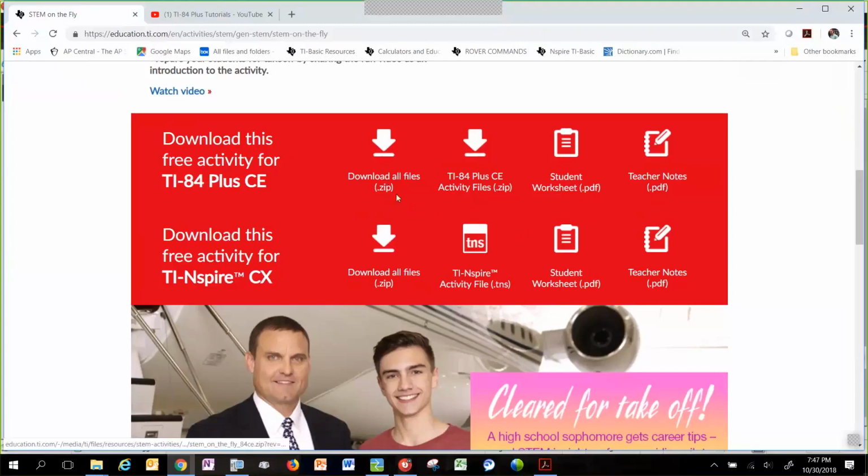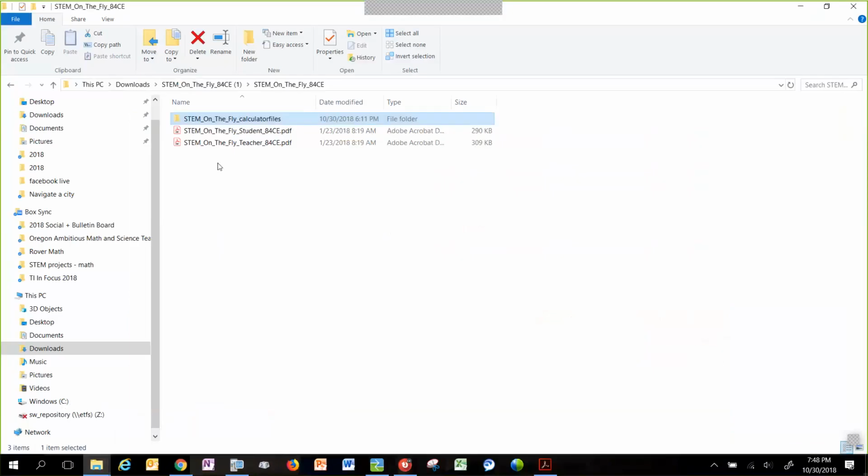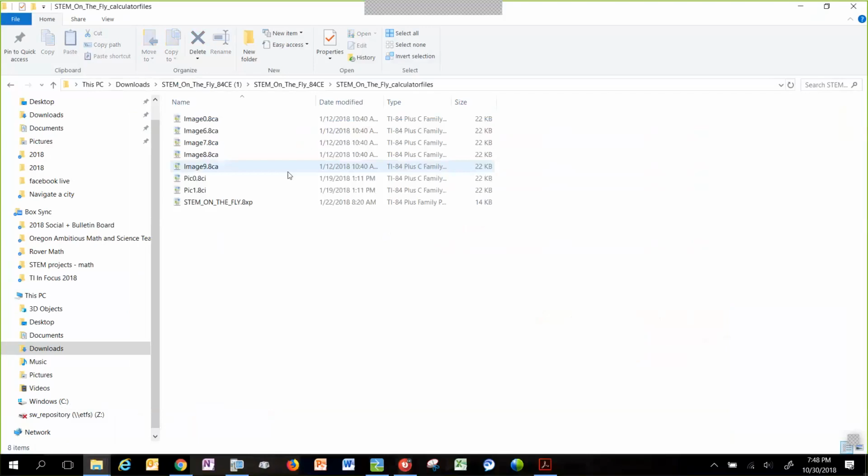But if you pull the zip file for the 84, I just wanted to show you really quickly the things Eric mentioned earlier, that there's a number of files that you get when you get that zip file. I've got the zip file open here, and I've done the extraction. You'll notice you have the student and teacher document and then the calculator files. What Eric was talking about earlier was that on the TI-84 Plus CE, there's about 10 image slots.